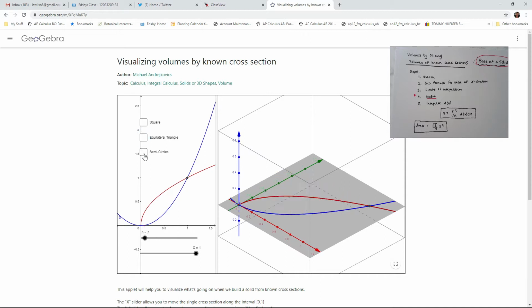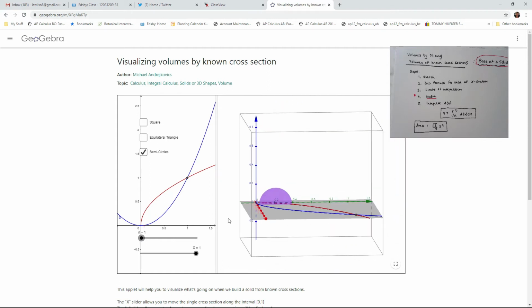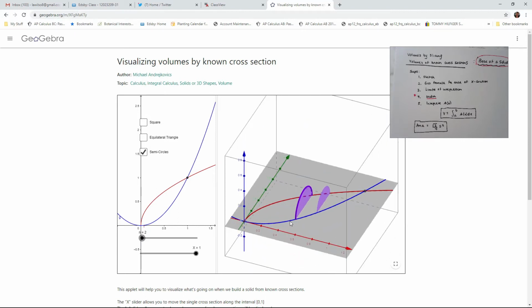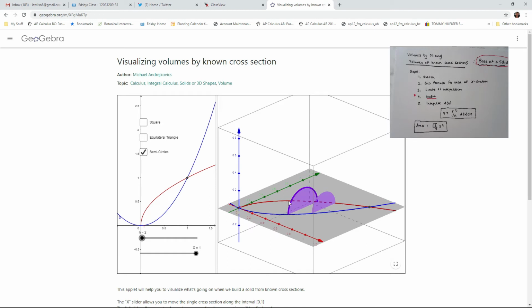Maybe our cross-sectional slices are semicircles, and so, boom, there's our solid. Again, it doesn't matter what the solid looks like. What matters is that you know the cross-sectional slice, and AP is going to give that to you, and that you know the basic geometric formula for the area of the face of a cross-sectional slice.